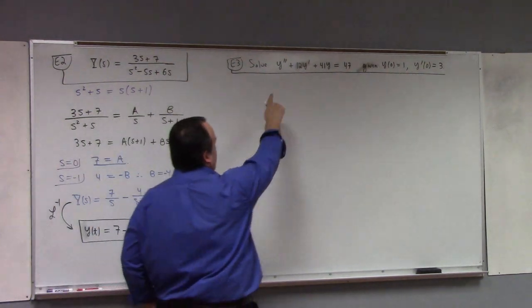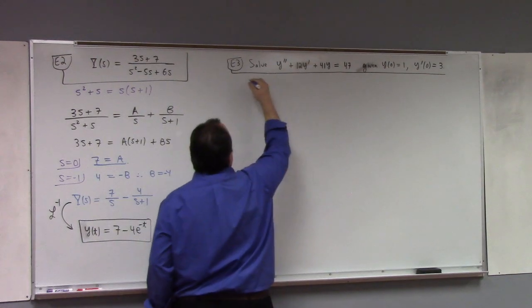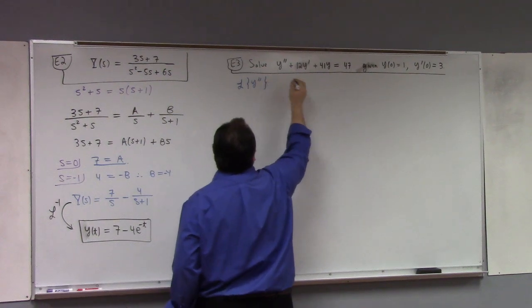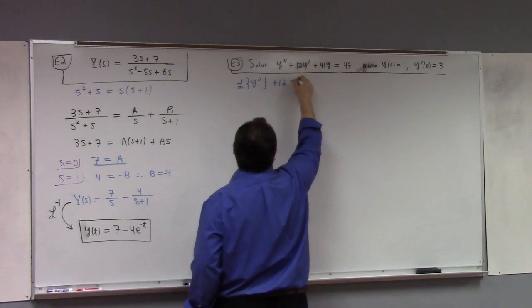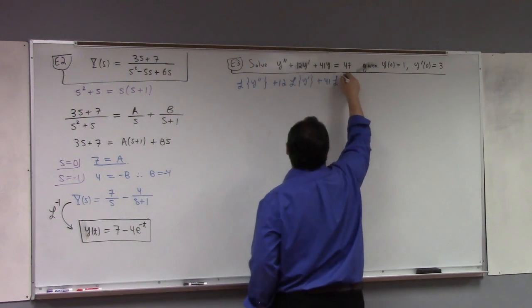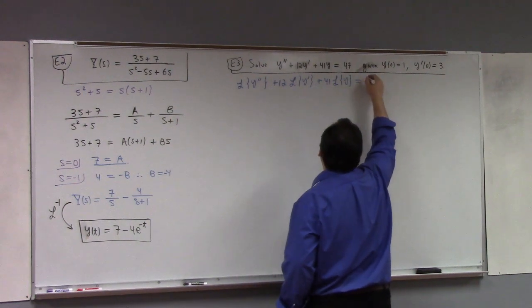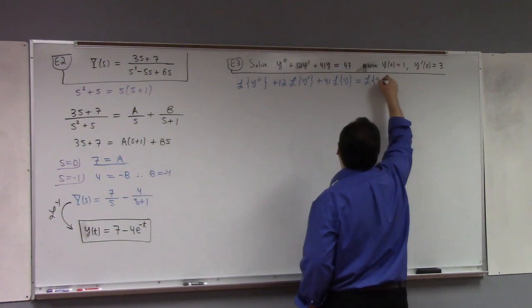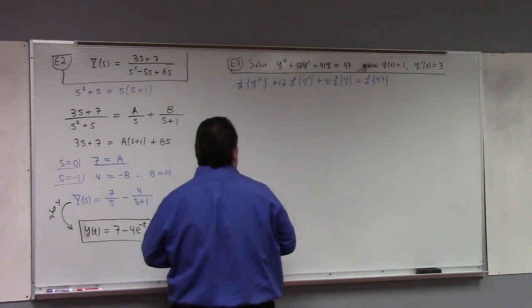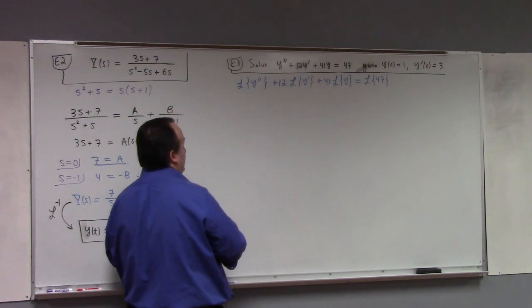So we take the Laplace transform of the differential equation, right? So we've got the Laplace transform of y prime prime plus 12 times the Laplace transform of y prime plus 41 times the Laplace transform of y is equal to the Laplace transform of 47, all right? I don't usually write down this step. I'm just writing it down this time so that the logic is hopefully clear.